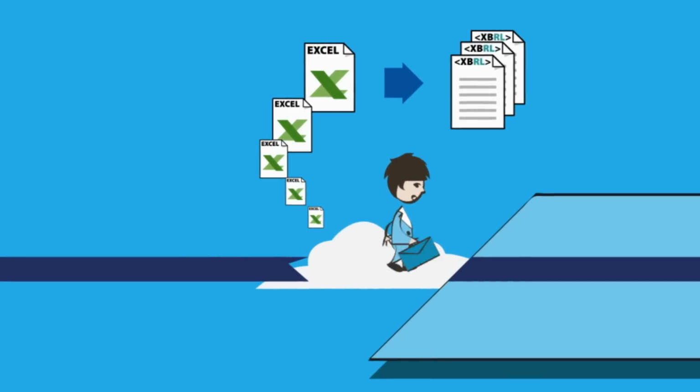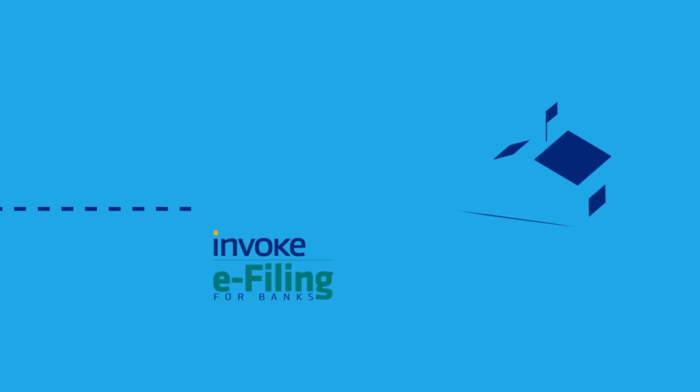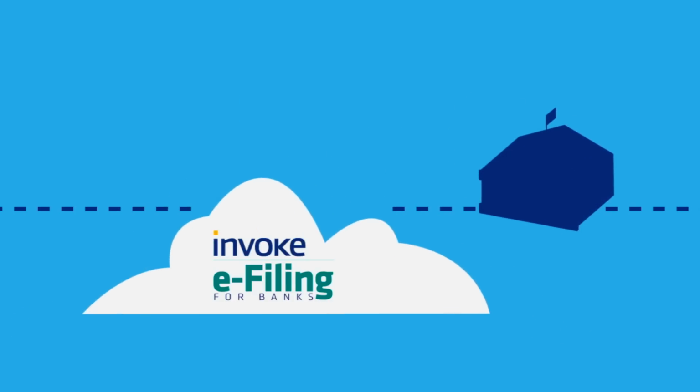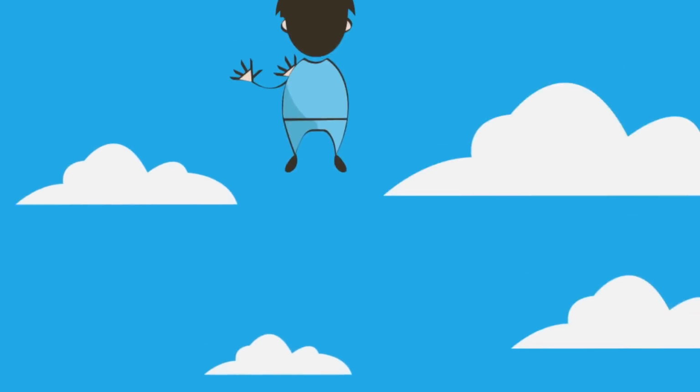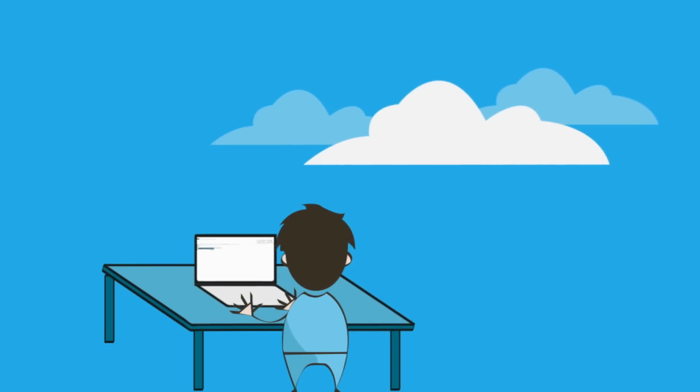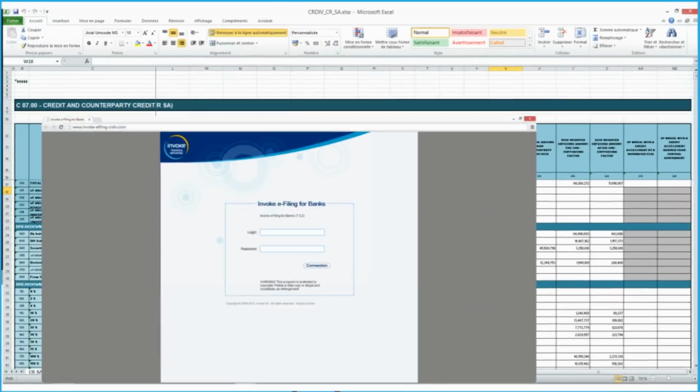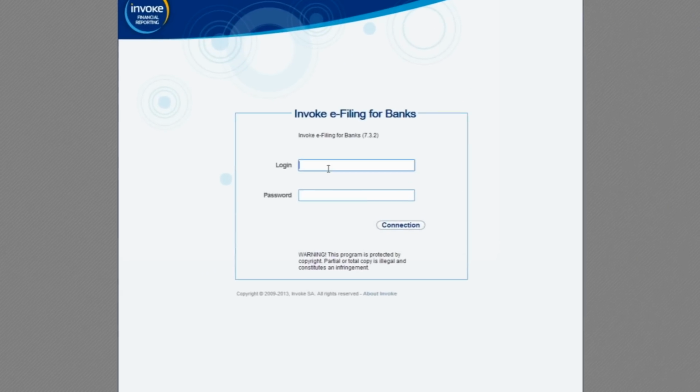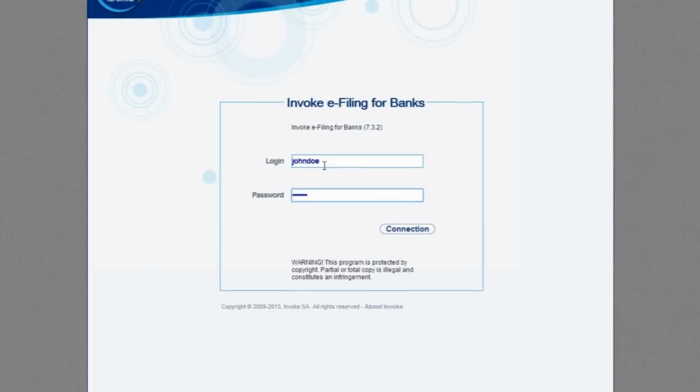Instantly available as a hosted web portal solution, Invoke e-filing for banks is the XBRL solution that bridges the gap. With no installation or technical prerequisites, you're up and running in a matter of minutes. All you need is a web browser and your reports in Excel.